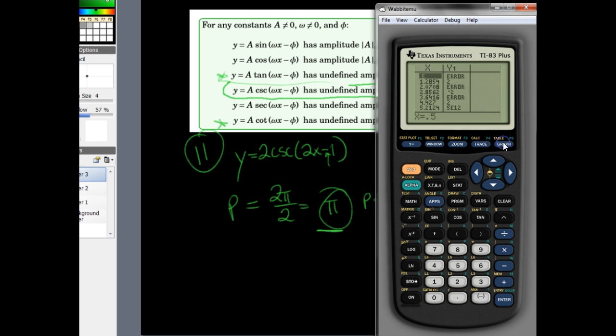So then you go into your table, which is second table, and you can see that there's an error at the 1/2, at the 2.07, and so on. So these are your vertical asymptotes.